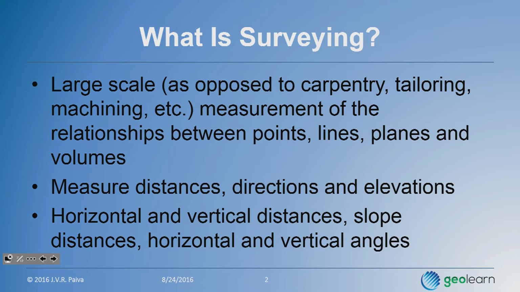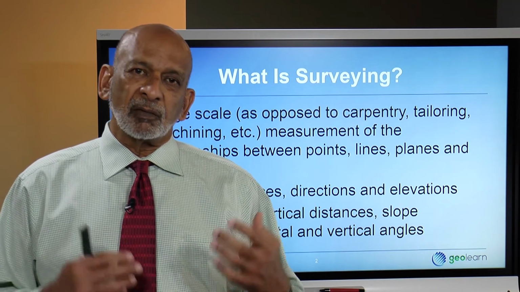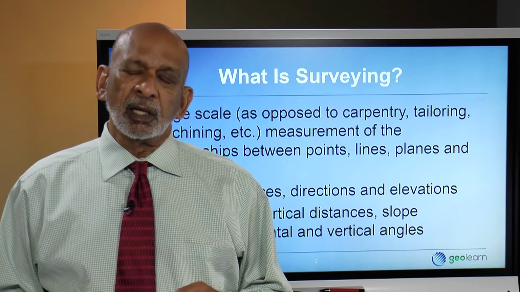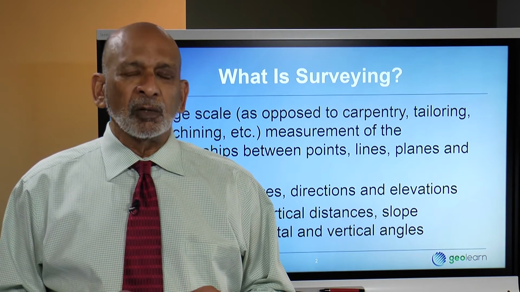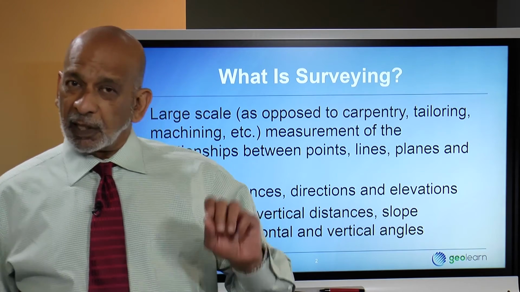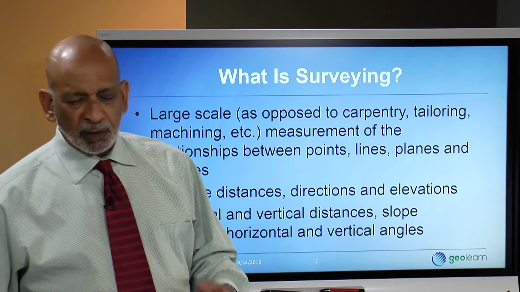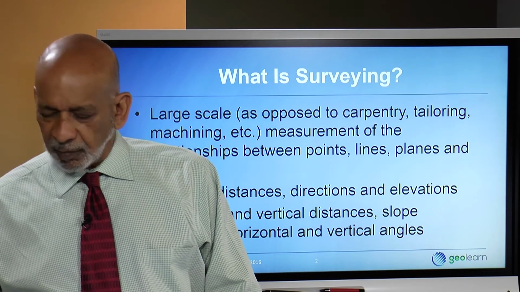And so to do that, we measure distances, we measure directions, and we measure elevations. That's kind of the complete story on what surveying is. And so to do that, for the most part, we measure horizontal and vertical distances, we measure slope distances, and then we measure horizontal and vertical angles. Sometimes it may not seem that we're doing that when we're using some of this modern technology, but in reality it all goes back down to those kinds of things. Sometimes they're direct measurements, sometimes they're indirect measurements, and we'll talk more about that as the semester progresses.